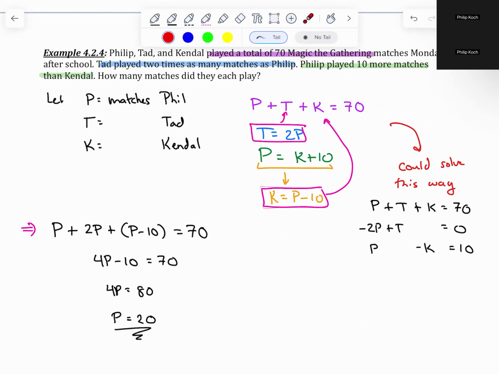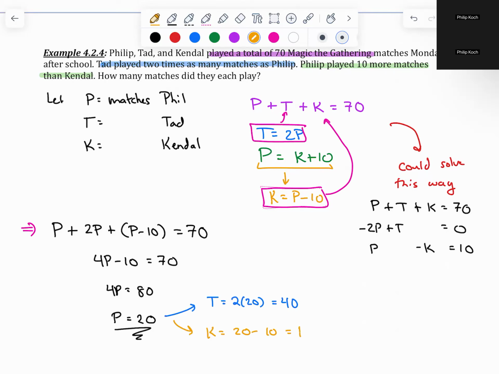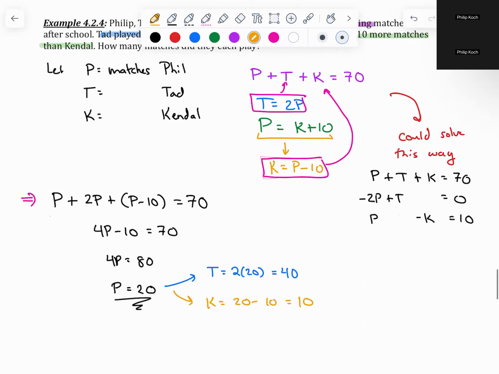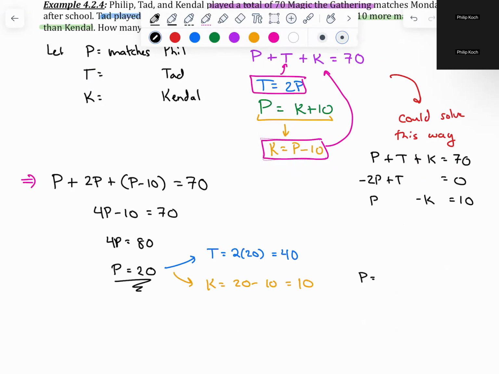Then because now that we know what P is, we can solve for T and K almost immediately. So from the fact that T is equal to 2P, we have that T is equal to 2 times 20, which is 40. And from the K equals P minus 10, we have K is equal to 20 minus 10, which is 10. So just writing it neatly, P is equal to 20, T is equal to 40, and K is equal to 10. So Tad definitely played the most matches.